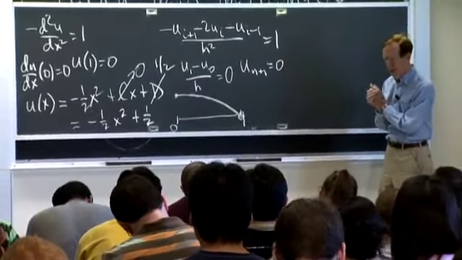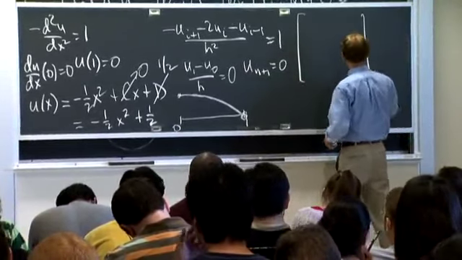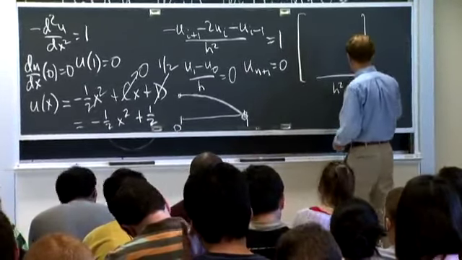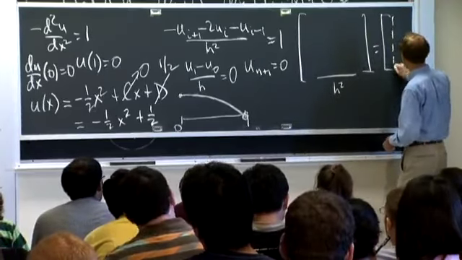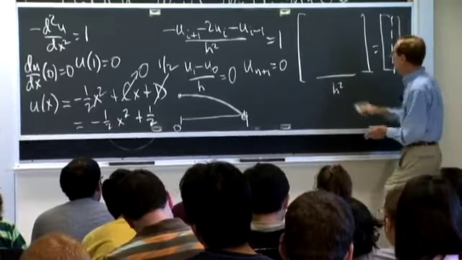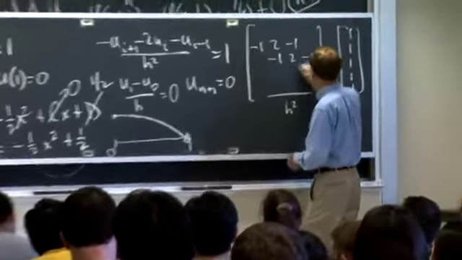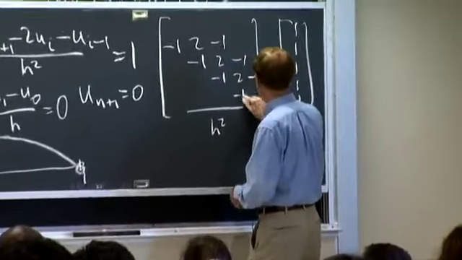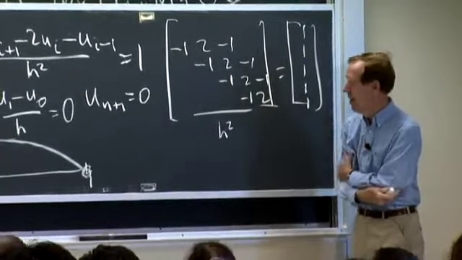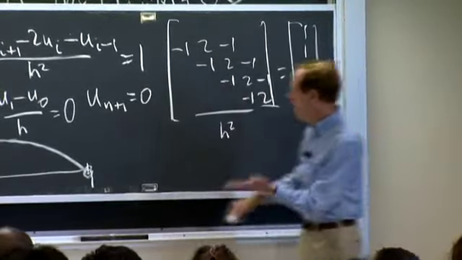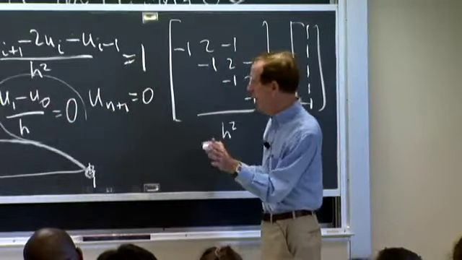I'll write down what they are. Well, you know what they are, so this thing divided by h squared is all 1s, just like before. And of course, all these rows are not changed. But the first row is changed because we have a new boundary condition at the left end. And it's this.